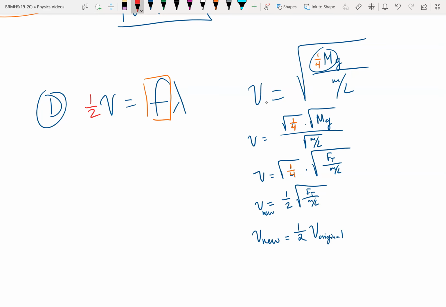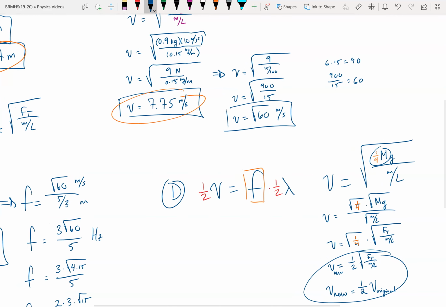I come over here to my other equation, which means I also must have 1/2 the wavelength. So wave speed goes down, the wavelength goes down. It gets shorter. Because my mass is 1/4 of what it was, my tension force is 1/4 of what it was. And therefore my new wave speed is 1/2 of what it originally was. It's 1/2 because I've got that radical there. 1/2 the velocity, 1/2 the wavelength.